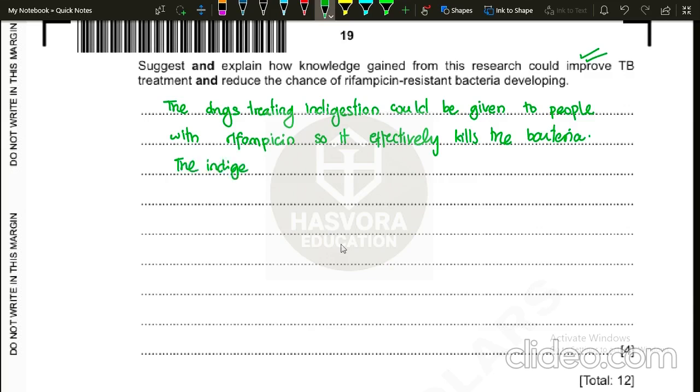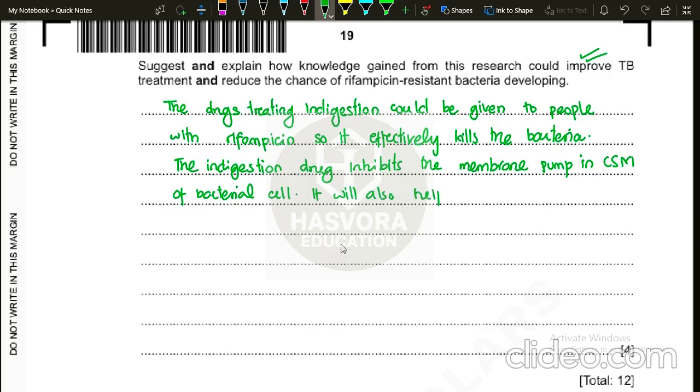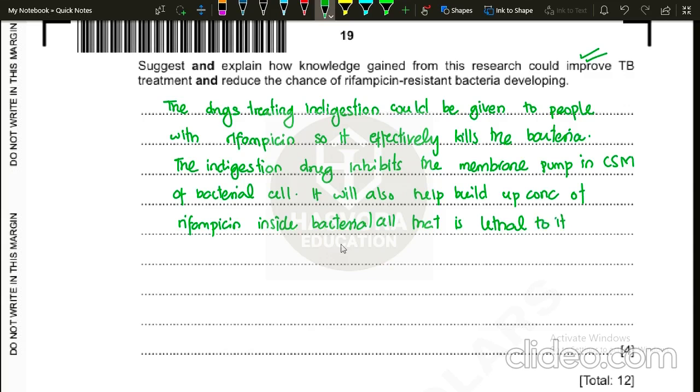So the indigestion drug inhibits the membrane pumps, that are actually excreting the antibiotic, the membrane pumps in the cell surface membrane of the bacterial cell, and it will also help build up a concentration of rifampicin inside the bacterial cell that is lethal to it, so it can effectively kill it. Okay, lethal to it.